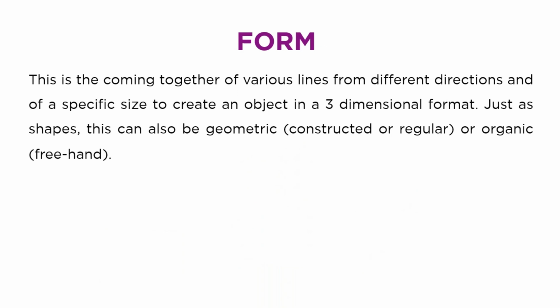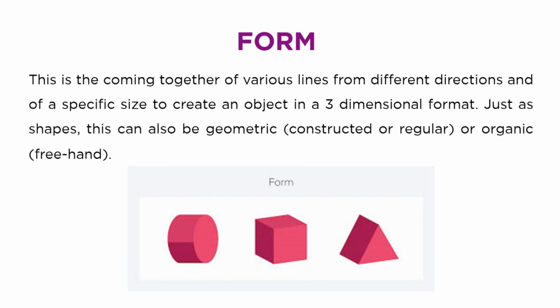Form. This is the coming together of various lines from different directions and of a specific size to create an object in a three-dimensional format. Just as shapes, this can also be geometric, that is constructed or regular, or organic, that is freehand. So here is an example of what a form looks like.